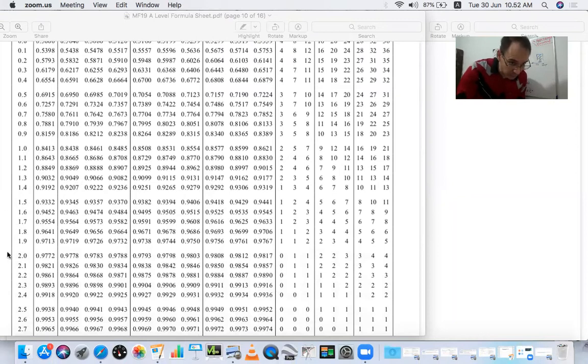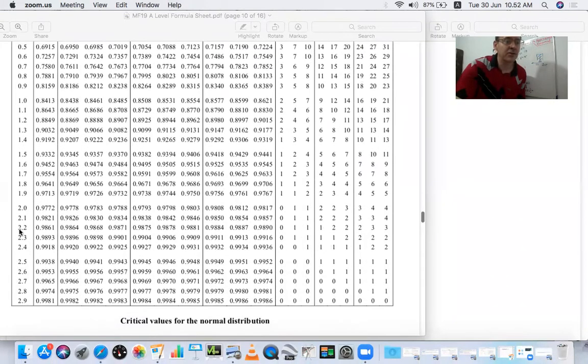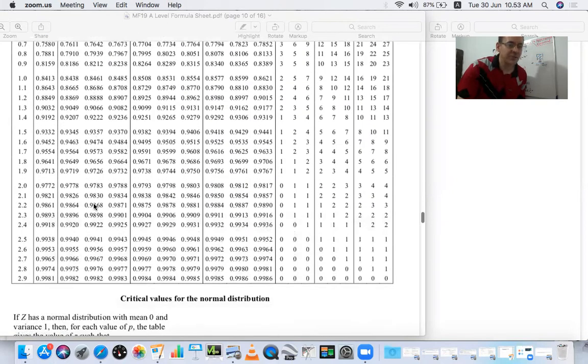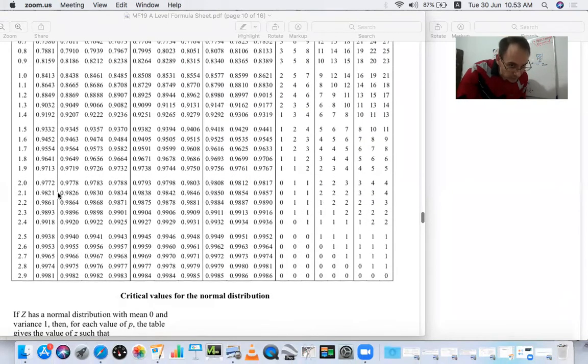So the 2.1, the first decimal, is over here on the left. So here's 2.1. And then 2 is right here because it goes 0, 1, 2. So it's the 3rd column. 2.1, here's the 2. So we write down this number and we get 0.9830.